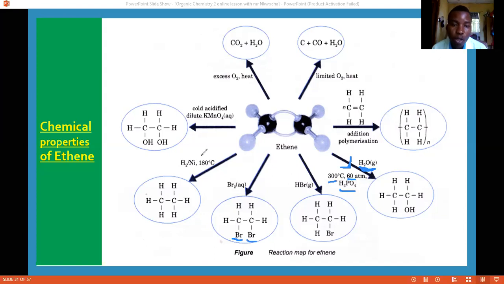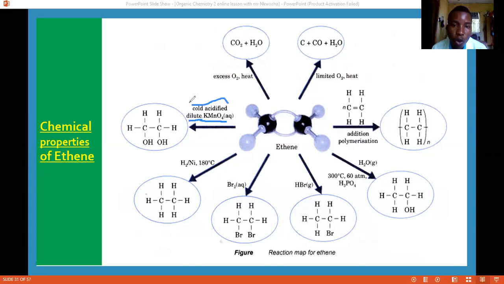Then the next compound I want to talk about is here. This is what we call the oxidation reaction of ethene. During this oxidation reaction, we use an oxidizing agent. Potassium permanganate is a very strong oxidizing agent. So you can imagine cold acidified.